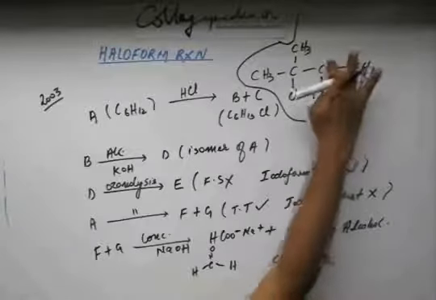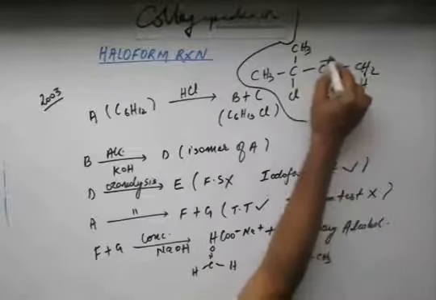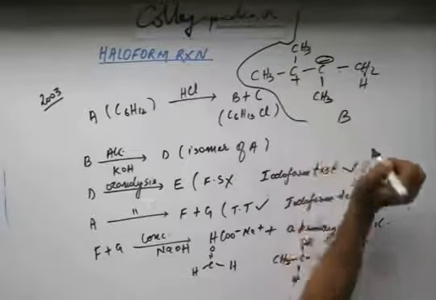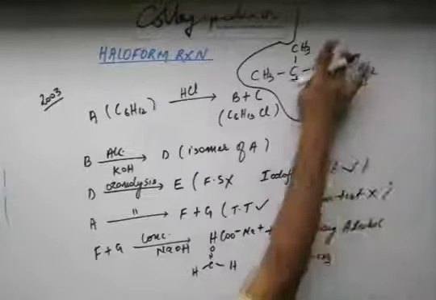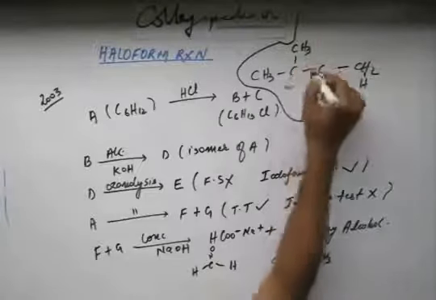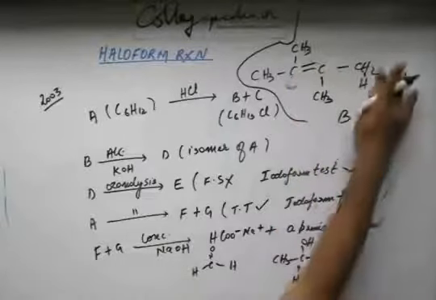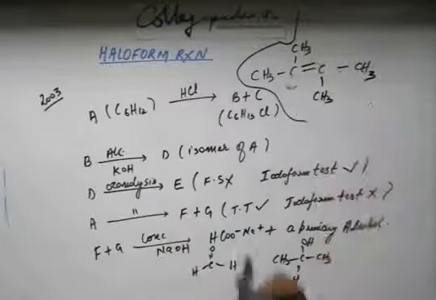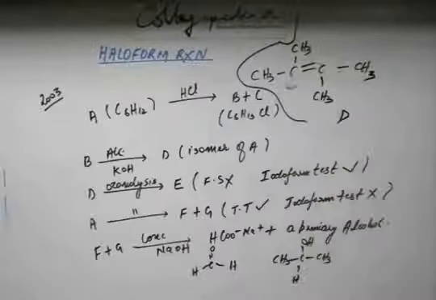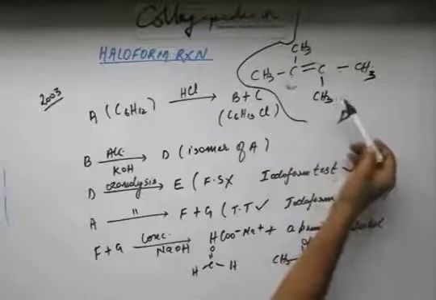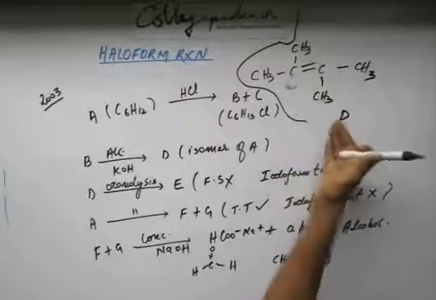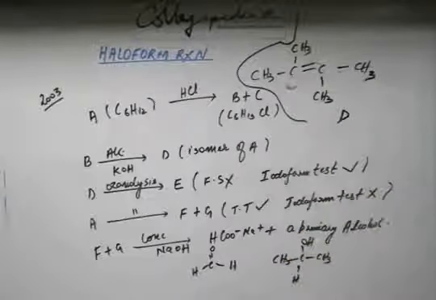It will abstract a hydrogen H plus from here. This will gain a negative charge, Cl minus will come out, and this will gain a positive charge. C plus and C minus will form a bond like this. To write it properly, this is CH3. What is this? This is D. Fine. It's an isomer of A, of course, because just the position or the basic structure is different and it is C6H12. So it's an isomer of A.